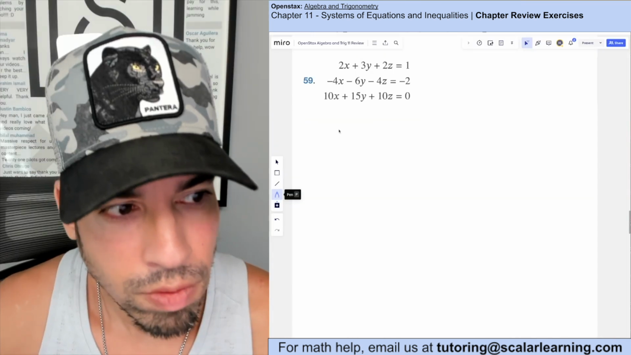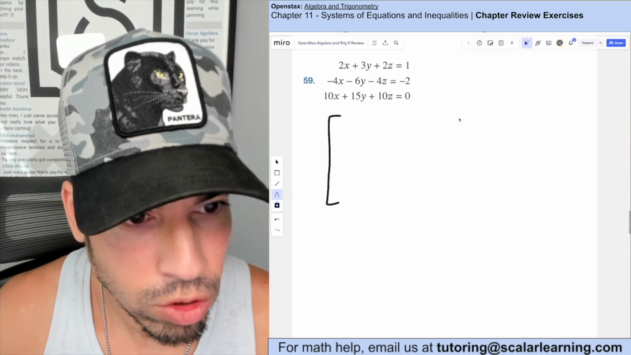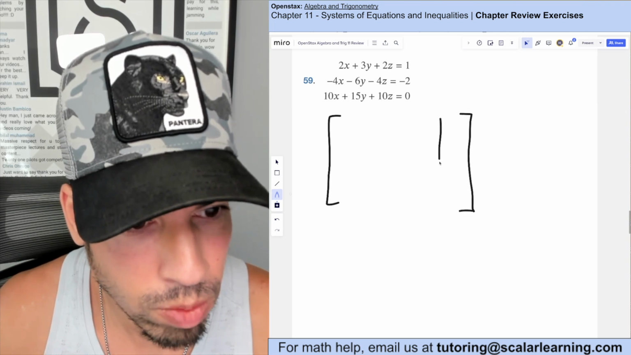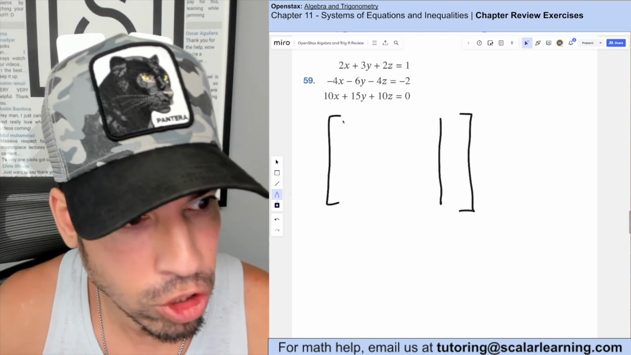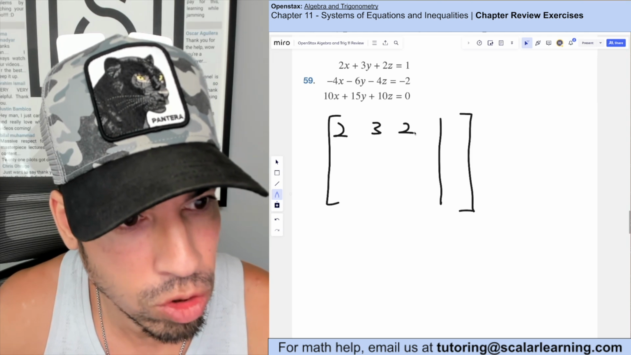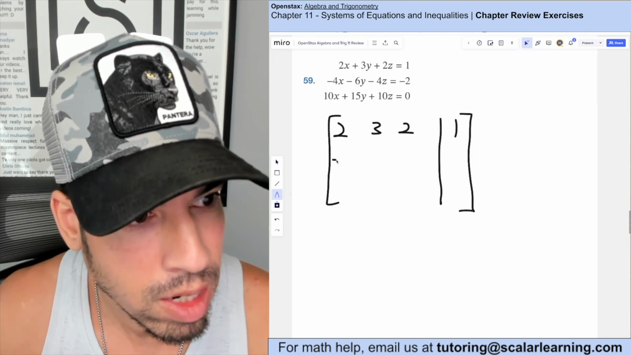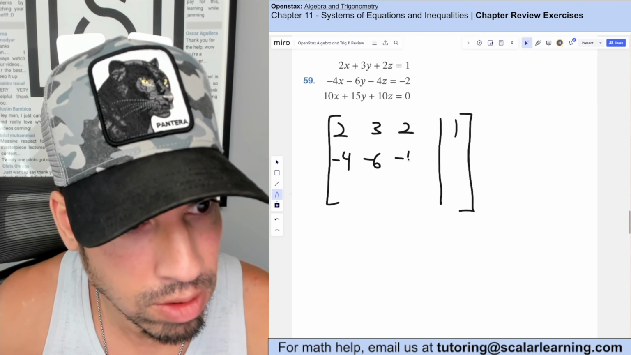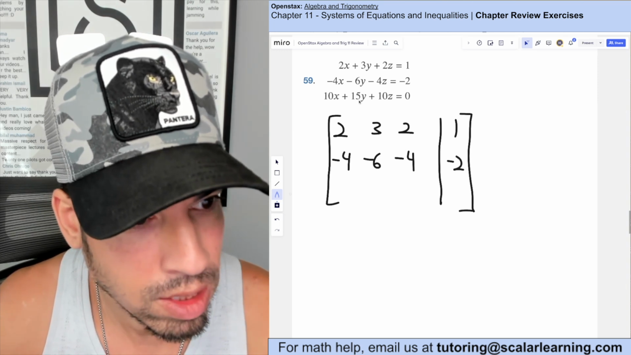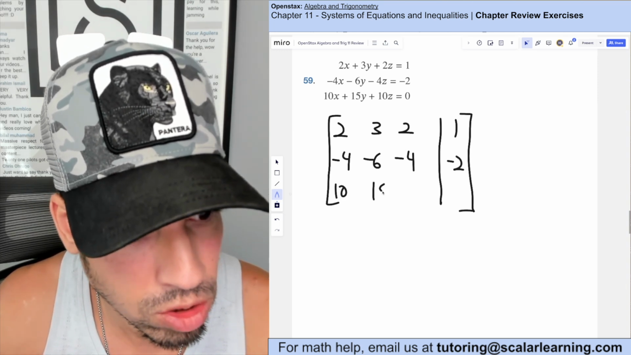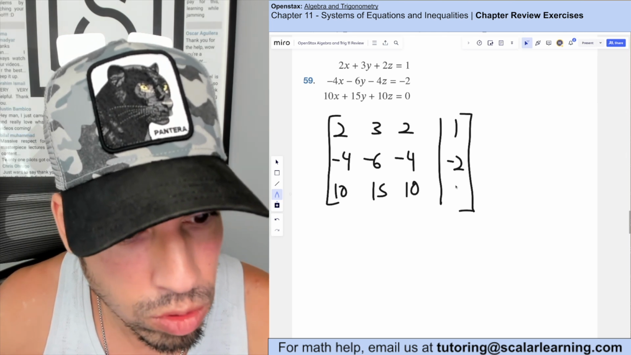Done. To solve this one with Gaussian elimination, we're going to first put it in that nice matrix, right? And we've got those coefficients 2, 3, 2, and a 1. Over here we have -4, -6, -4, and -2. And then we have 10, 15, 10, like so. And this is all equal to 0.